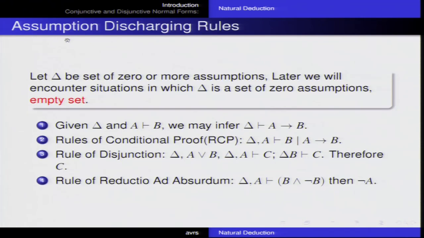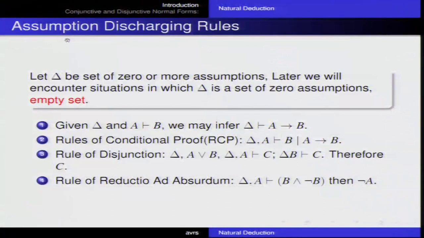There are some other rules, called assumption discharge rules. What are these assumption discharge rules? Let delta be a set of zero or more assumptions. You can start with one assumption, or you can start with zero assumptions, which means it is a tautology. Tautologies don't require any proof; they are self-evident truths, and you can take it for granted that they are absolutely true.